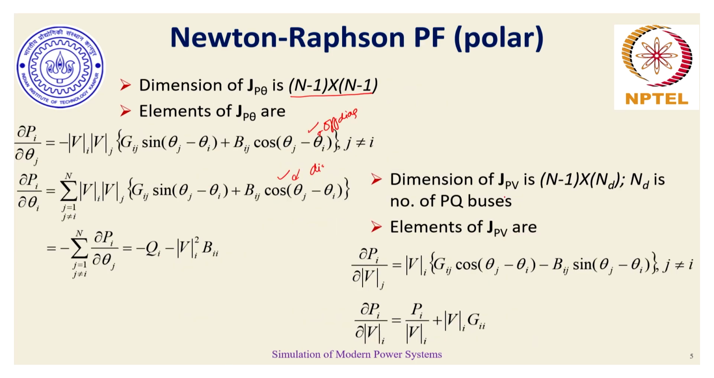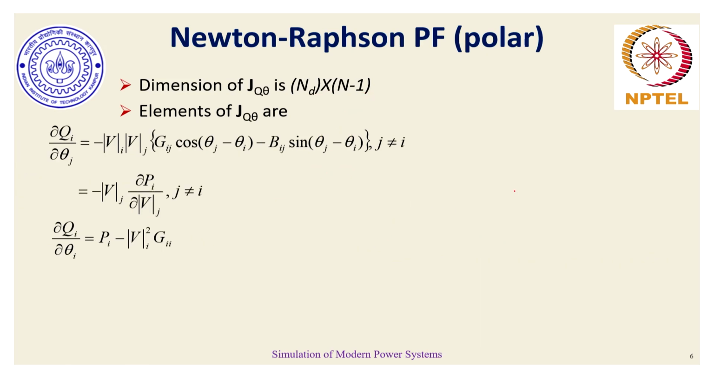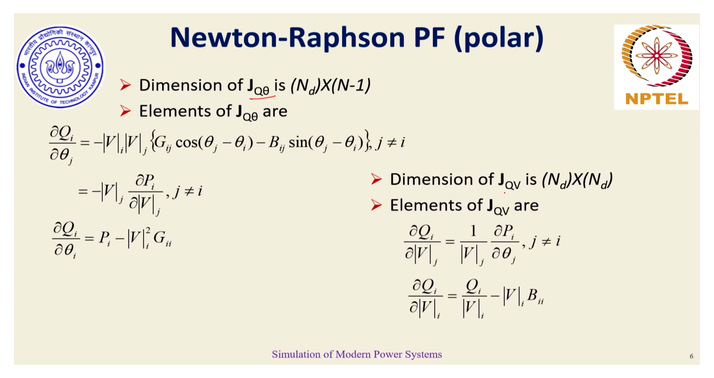Similarly, we have the JPV matrix, which is not a square matrix. Then we have JQ theta, which is again not a square matrix. And lastly, we have JQV, which is a square matrix.